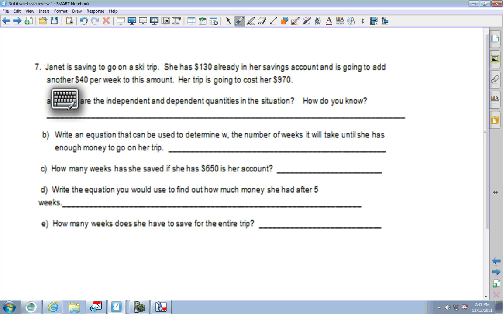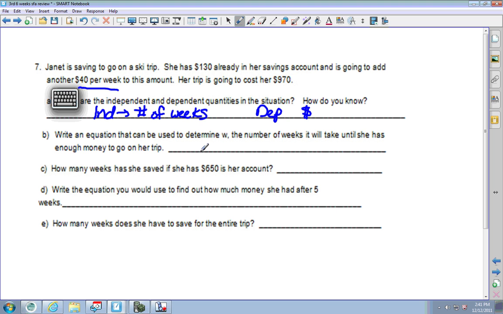Okay, Janet's going on a ski trip. She already has $130 in her savings account. She plans on adding another $40 per week. Her trip is going to cost $970. What are the independent and dependent quantities? The independent is the thing that happens first. In this case, it's going to be the number of weeks. The dependent, which is the y, is going to be the money.